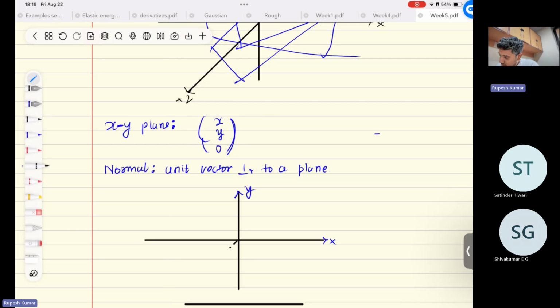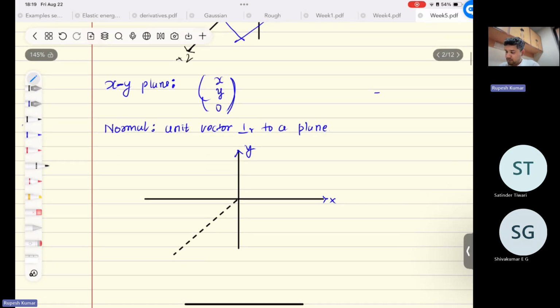There is a z-axis coming out like this, which is essentially perpendicular to both x as well as y. So this is perpendicular to the xy plane. Now, what is the direction of normal for this plane? There can be two vectors with two directions which are orthogonal to this plane.